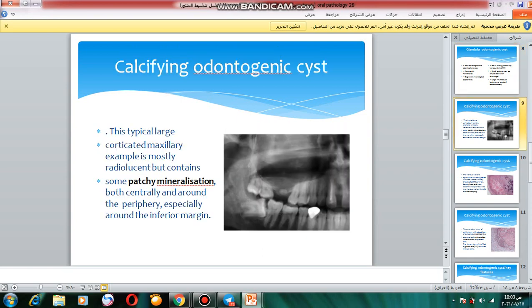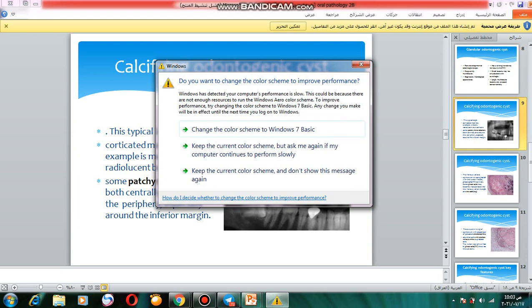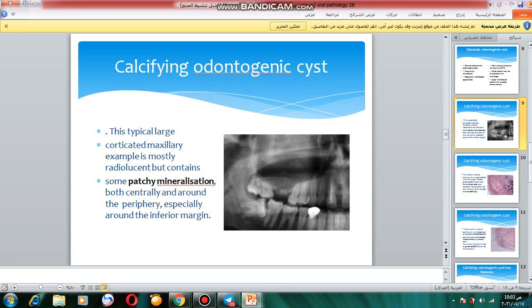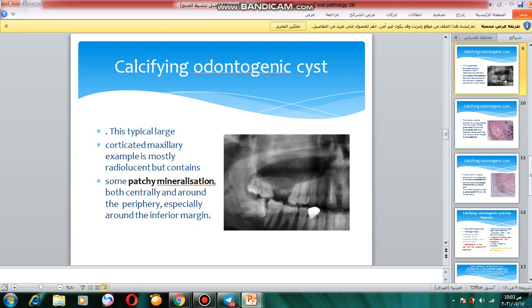Slide number 9. Calcifying odontogenic cyst. We said in general the cyst is a pathological cavity lined by epithelium filled with fluid and semi-solid material, which means radiographically it's radiolucent. Cysts should all be radiolucent because it's a lumen, an empty space, but there is always an exception. Sometimes we have calcifications within this lumen. It could happen. It's called calcifying odontogenic cyst. It's very rare, but we should take it into consideration.